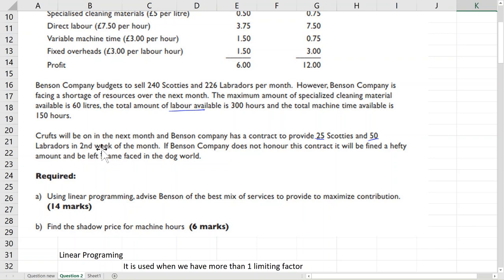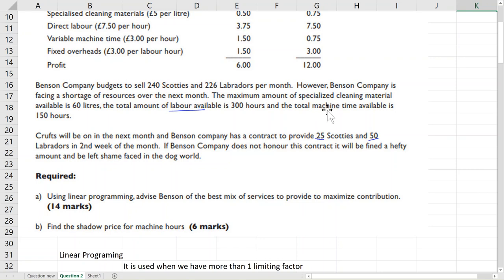Craft show will be on next month, and Benson Company has a contract to provide 25 Scotties and 50 Labradors in the second week of the month. If Benson Company does not honor this contract, it will be fined a hefty amount and be left shamefaced in the dog world.